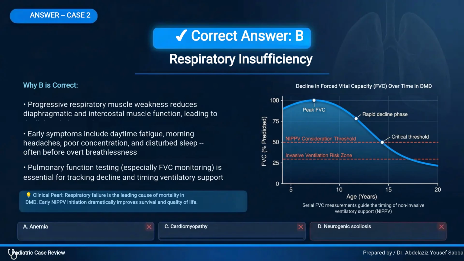Anemia has no significant hypoxic or muscular basis in this context. Cardiomyopathy causes dyspnea, but not the fatigue-dominant picture described here. Neurogenic scoliosis is a complication, not the cause of exertional fatigue.